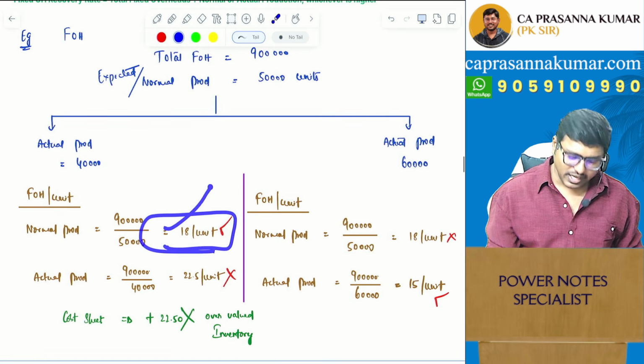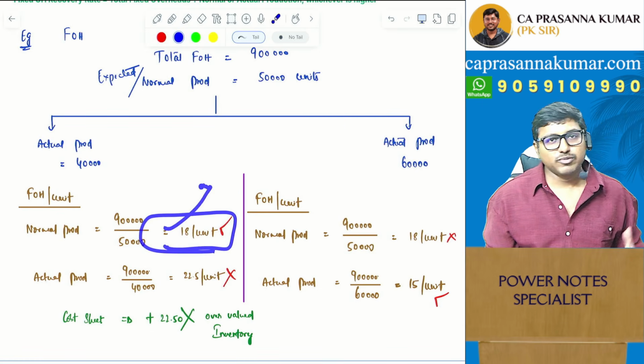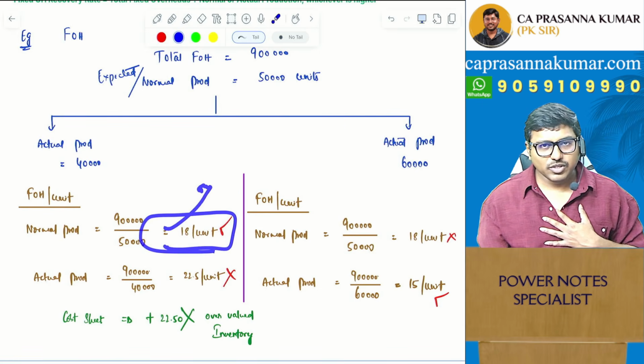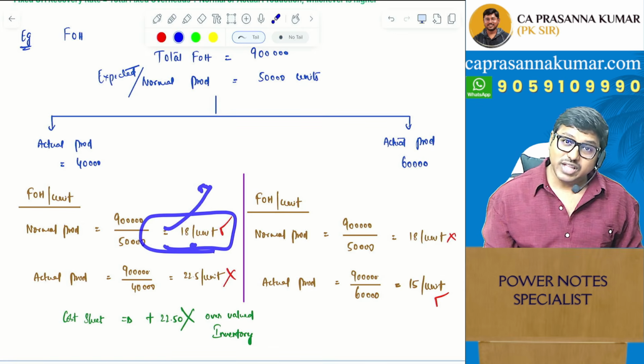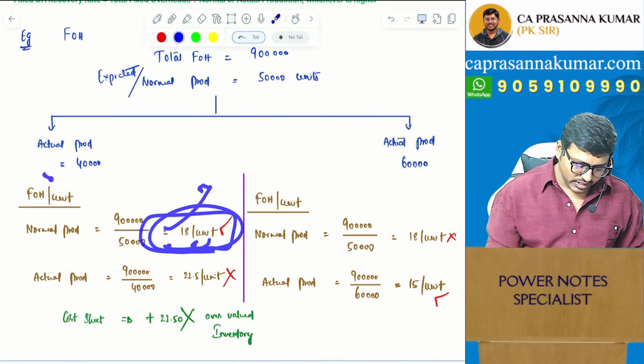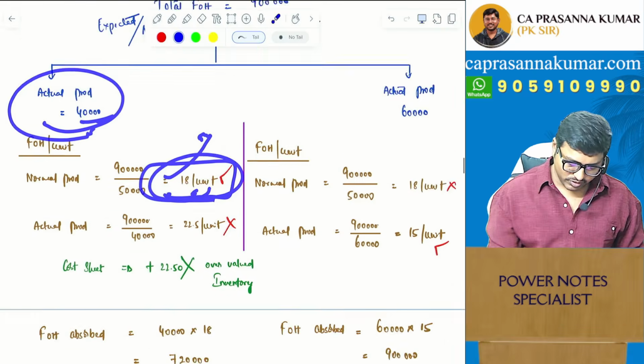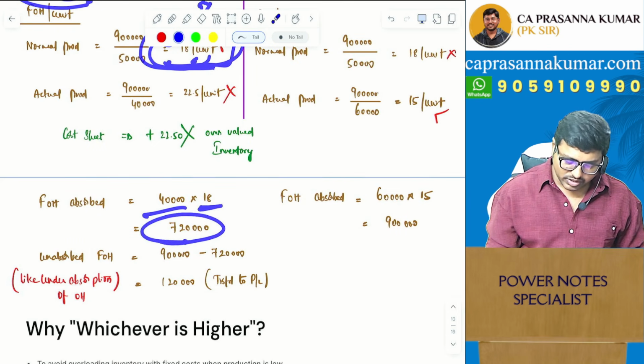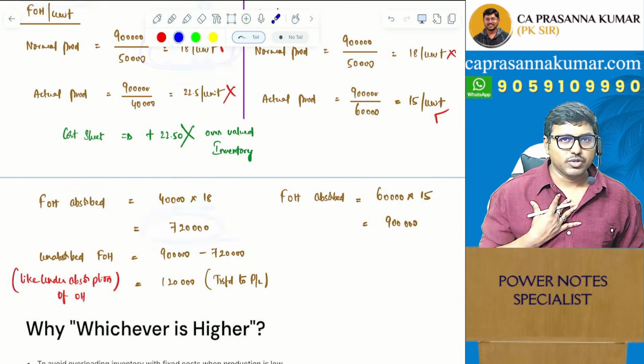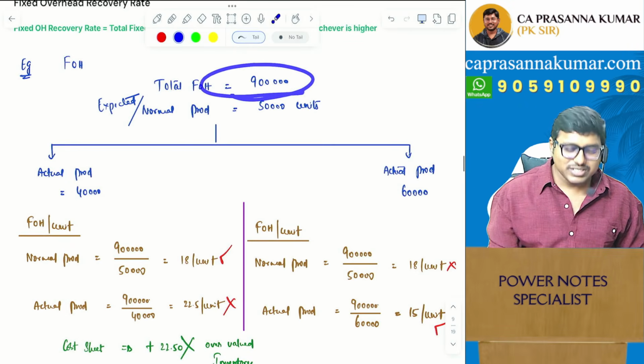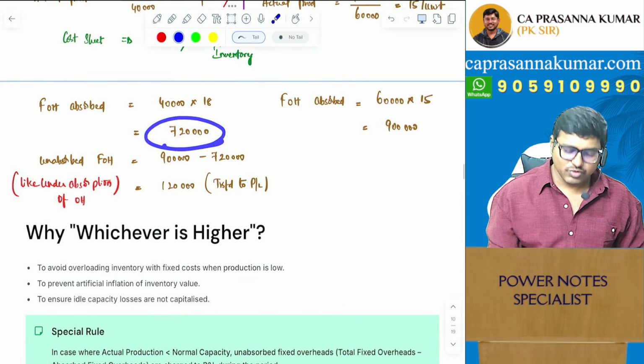You have calculated the recovery rate. Then what you have to do is absorb or recover the overheads. How to recover? Very simple. Multiply with actual output. So 18 per unit into actual production of 40,000 is how much? 7,20,000. That much you will absorb. Sir, but my total fixed overheads is 9 lakh, sir. I have absorbed only 7,20,000, sir. Yes.